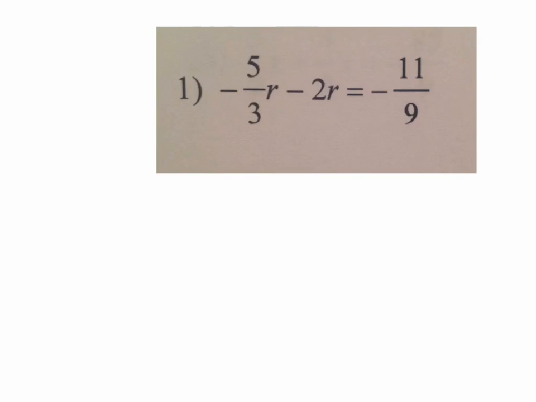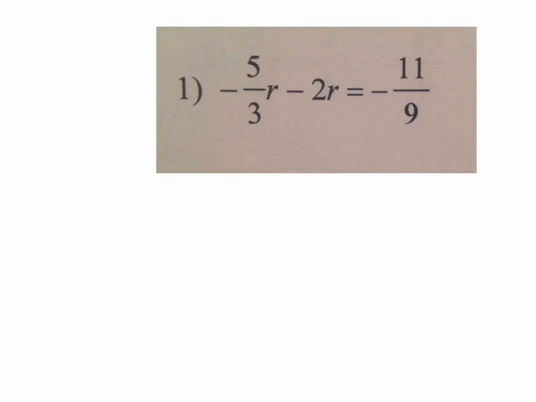These problems are often a little bit challenging to make sense of when you first look at them because they appear a bit messy. There are fractions, 11/9, you've got 5/3 r. You also have a 2r, and there are negatives all over the place. So the first thing that we are going to do with this type of problem is to try to clean it up a little bit in the following manner.